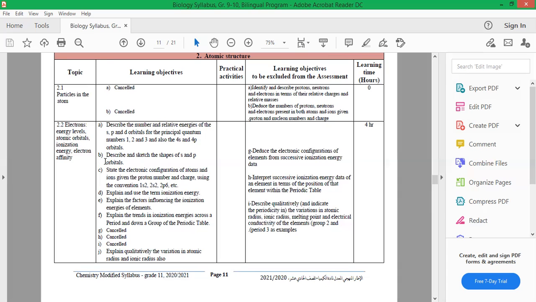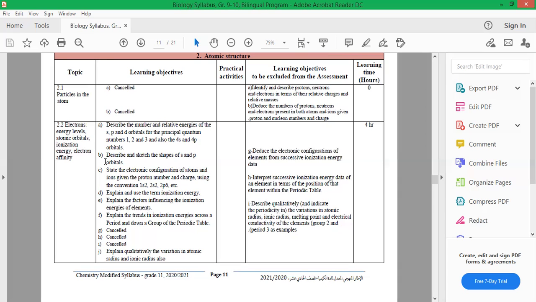Come on, the second part, B. Describe and sketch the shape of s and p orbitals. This is page number 31 from your chemistry book, S and P. You can see the shape of S and P is spherical. These are the three axes X, Y, and Z. So this one is the S orbital. S is a spherical shape.